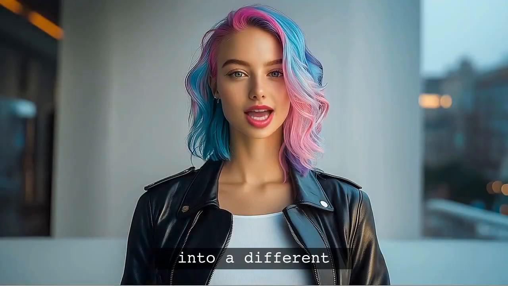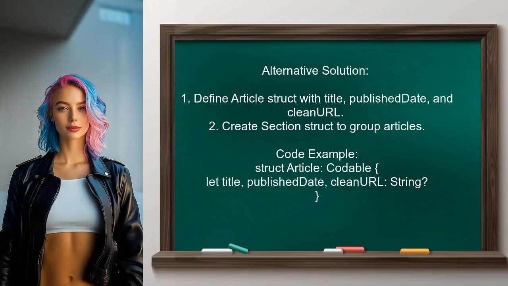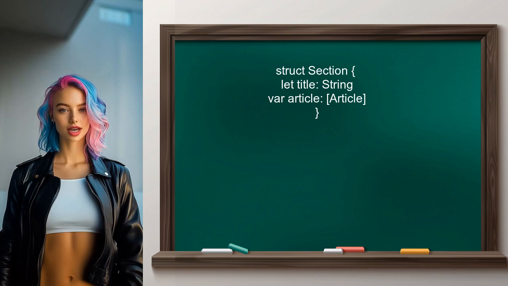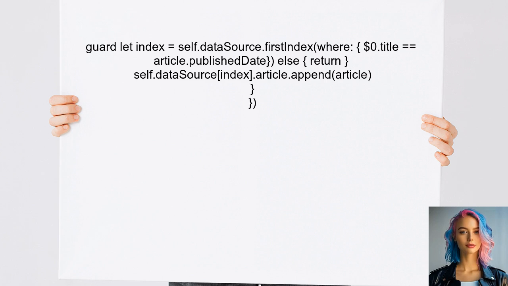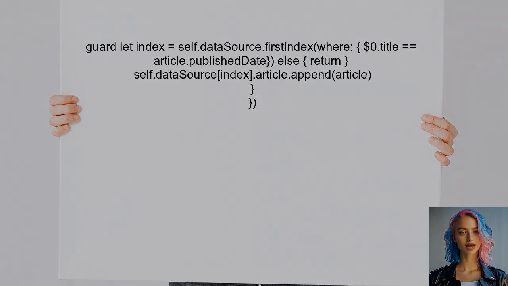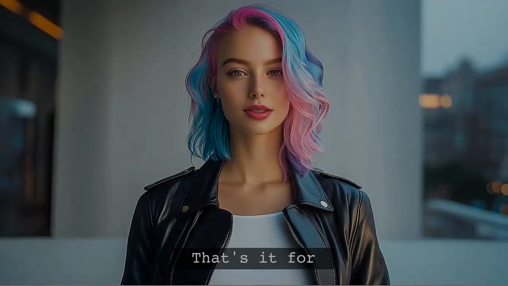Now, let's dive into a different answer from another user. An alternative approach shared by a user involves creating a struct for articles and sections. They define an article struct with properties for title, published date, and clean URL. Then, they use a section struct to group articles by date. In their implementation, they iterate through the articles. If the published date is not already in the data source, they create a new section. If it exists, they append the article to the existing section. That's it for that response.